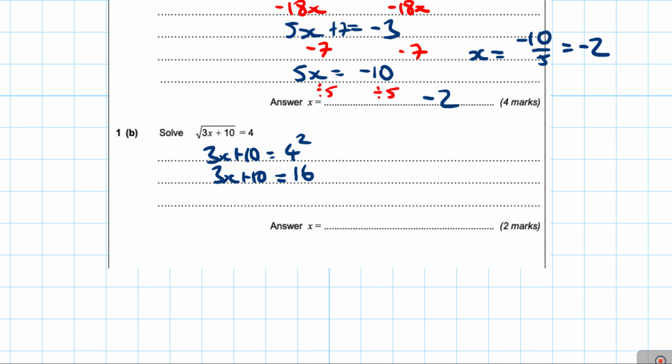The next step we're going to do is subtract 10 from both sides. So therefore we get 3x is equal to 16 minus 10, which is equal to 6, and then we're going to divide both sides by 3. So that gives us x equals 2. So our answer here is just x equals 2.